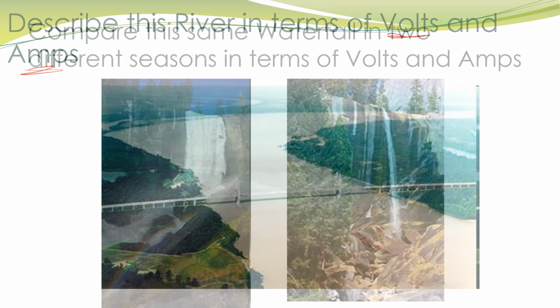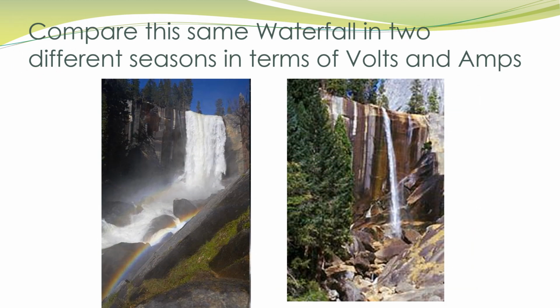Here's a waterfall in 2 different seasons. You can see on the left-hand side there's lots of water going over. On the right-hand side, there's very little. So the left-hand side, in terms of amps, would be a high amperage. On the right-hand side, very low amps, because it's low current flowing. However, the voltage is the same in both of them because there is the same vertical fall.